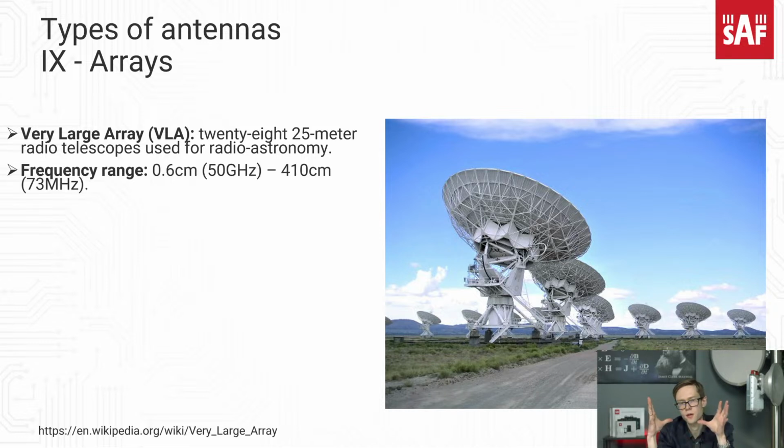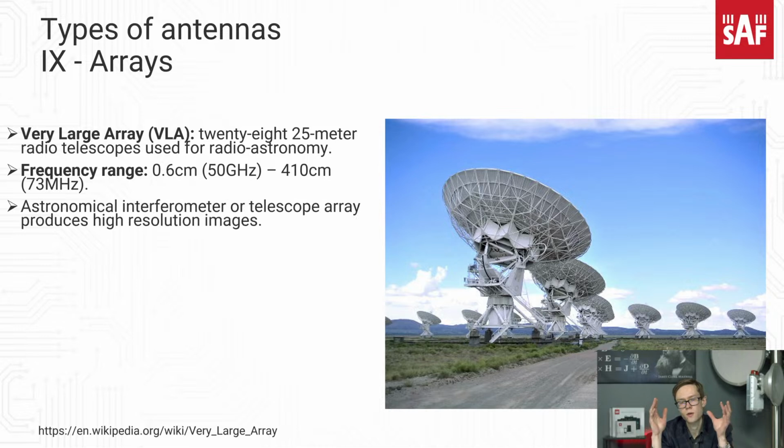So the frequency range is from 50 gigahertz on the upper part to 73 megahertz on the lower part. And this is used for radio astronomy applications based on interferometry. Interferometry is a technique which uses the interference of superimposed waves to extract information. The advantage of this technique is that we can obtain very high resolution images of the night sky.